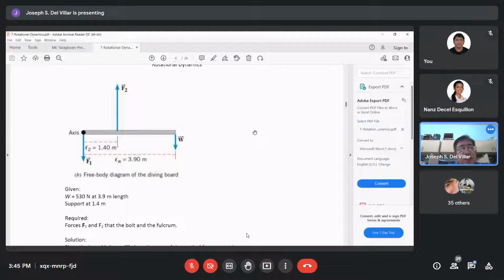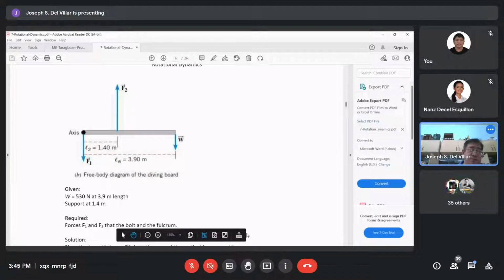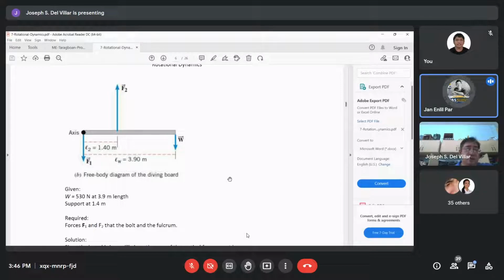Sinong makakapag-dictate? F1 times 3.9 meters minus F2 times 2.5 meters equals 0. Yes, that's correct. F1 times 3.9 minus F2 times 2.5 is equal to 0.